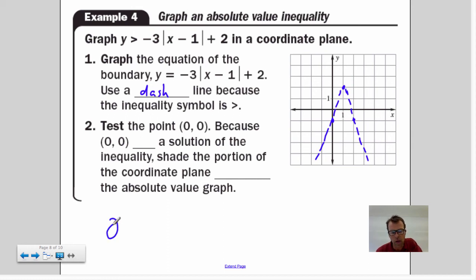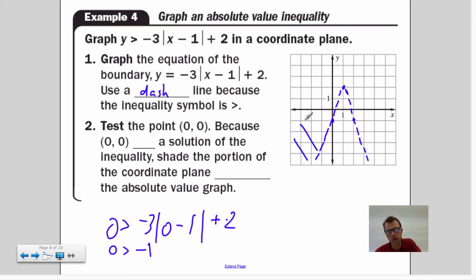Again, this is going to be 0 greater than -3 times the absolute value of x minus 1, plus 2. Plug in 0 for x as well. 0 minus 1 is -1. The absolute value of -1 is +1. +1 times -3 is -3. Plus 2 would be negative 1. And is 0 greater than negative 1? It sure is. So we will shade this region.